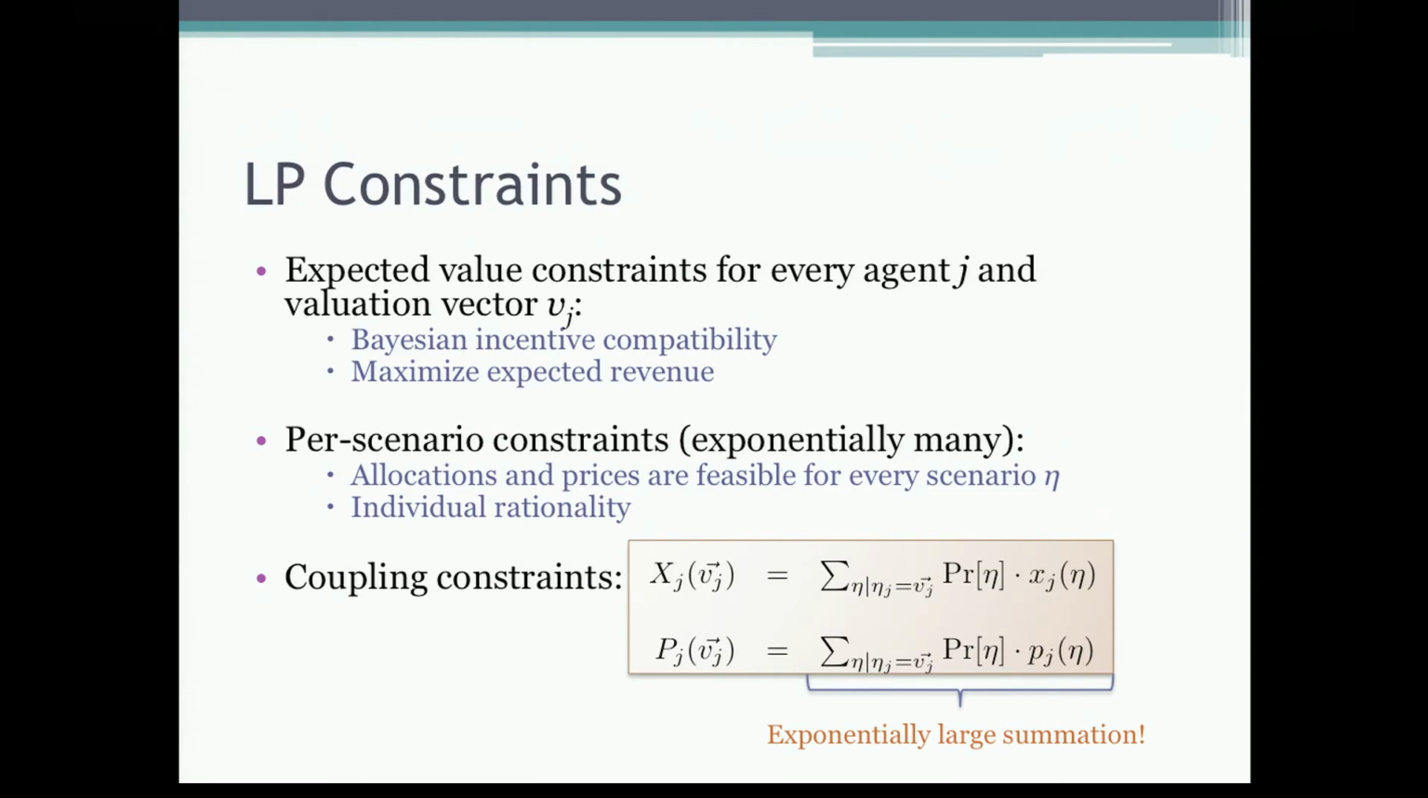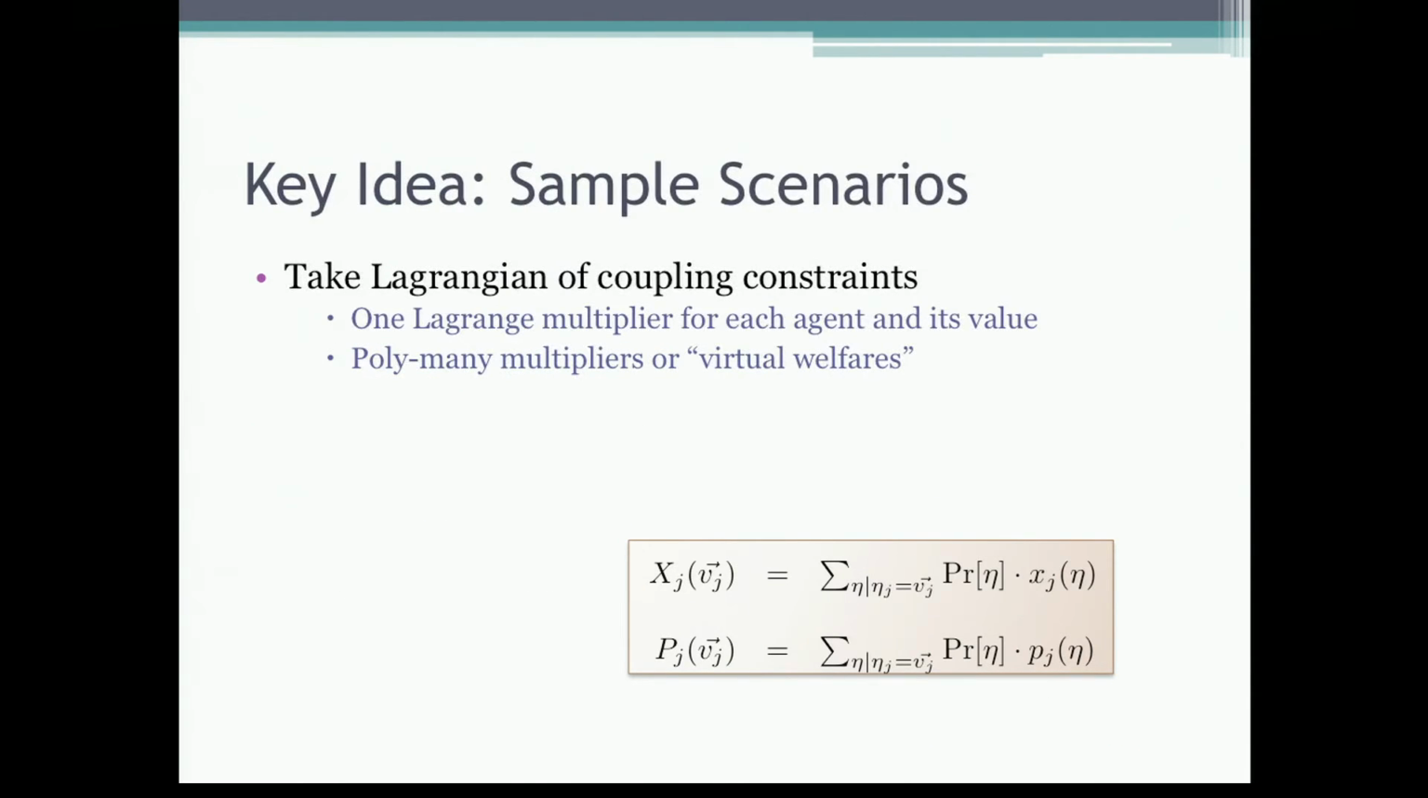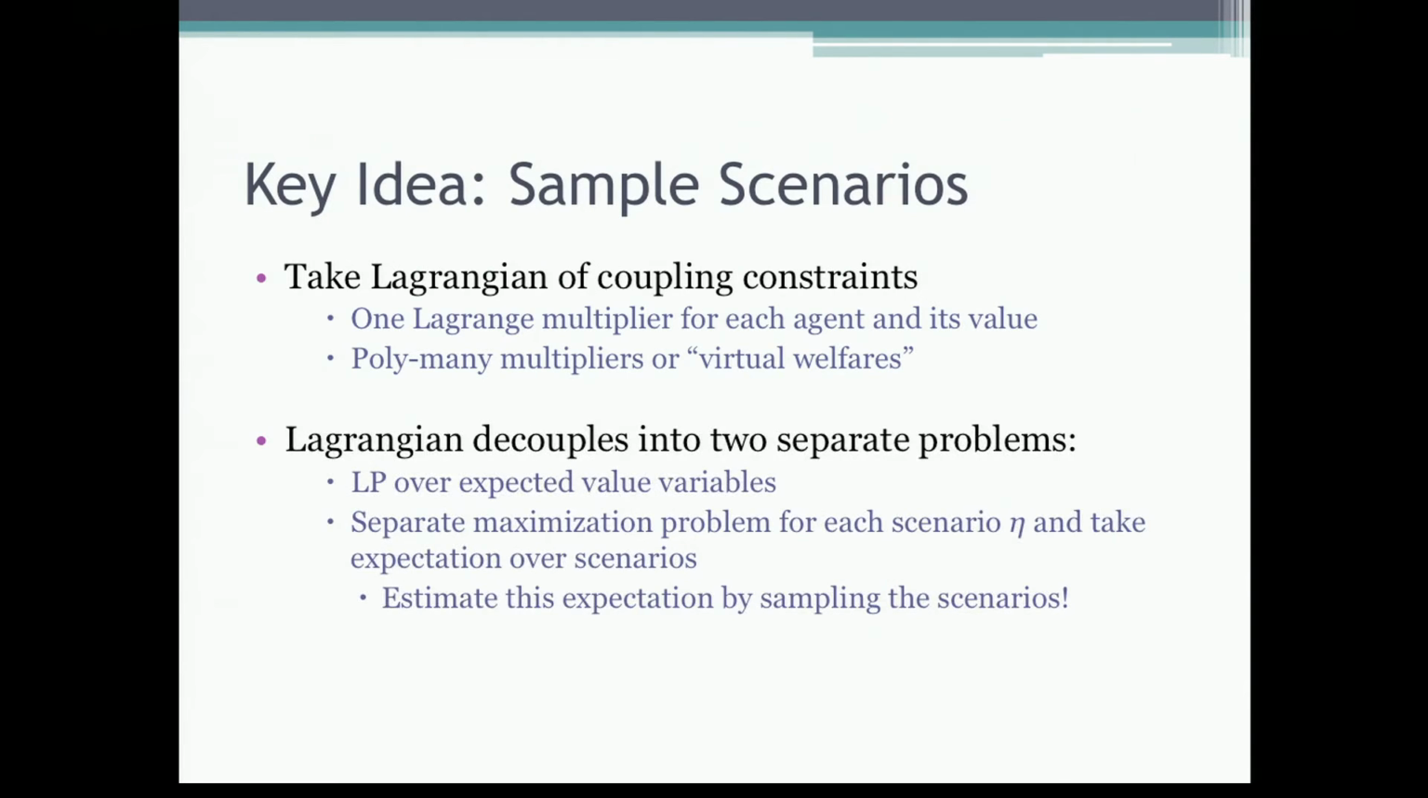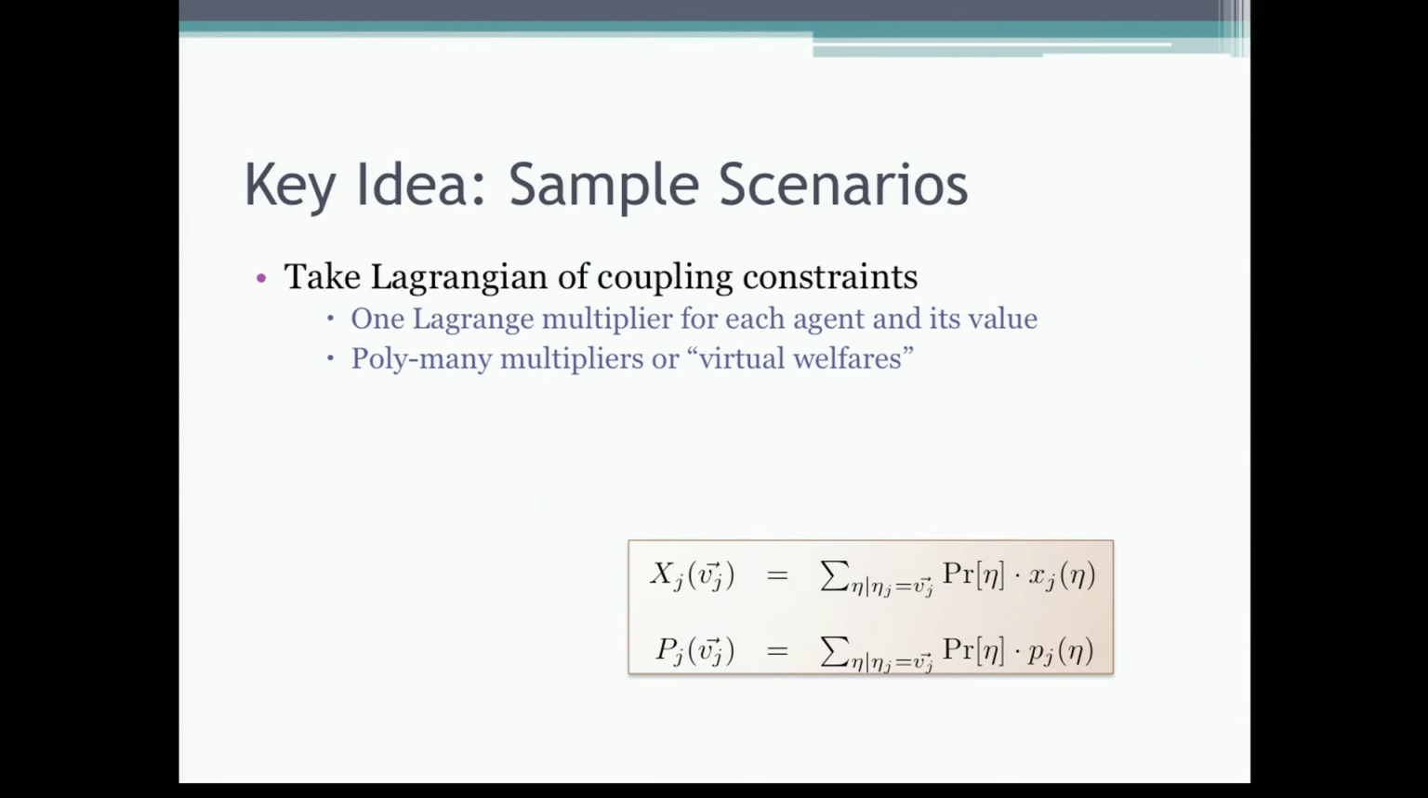And again, as before, we can take the Lagrangian of these constraints. If you take the Lagrangian, you just have one Lagrange multiplier for these constraints. And if you put them in the objective, the Lagrangian actually decouples into two separate problems. Now there are no constraints coupling the per scenario variables to the expected value variables. The only constraints coupling them were these constraints, and I've put them in the objective, so they go away. Now there's nothing coupling these guys with these guys.